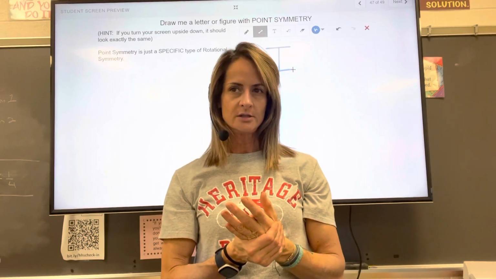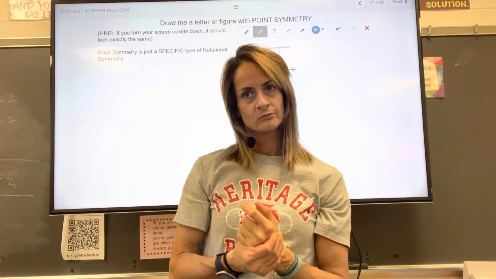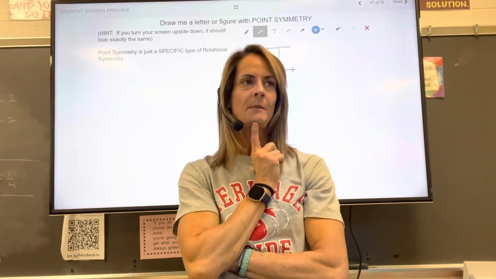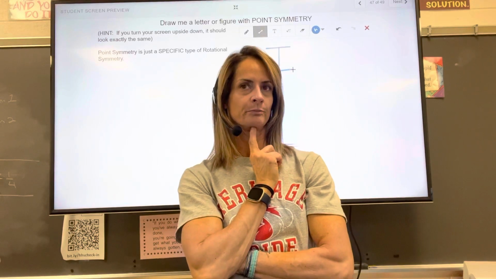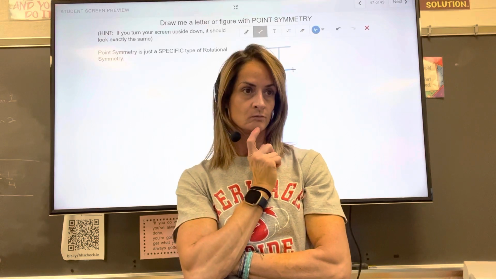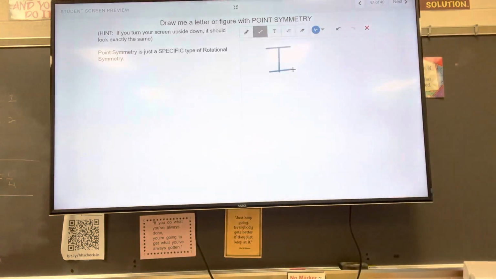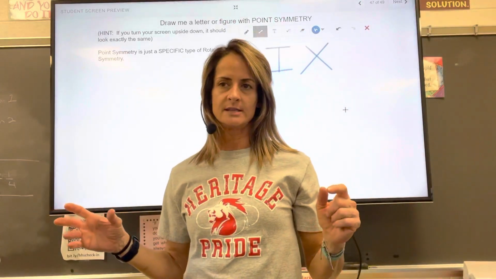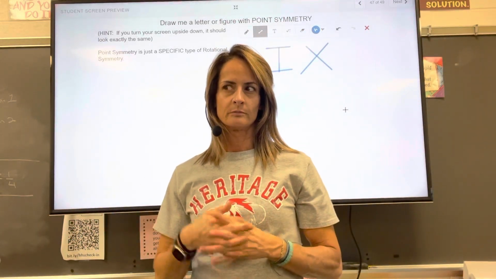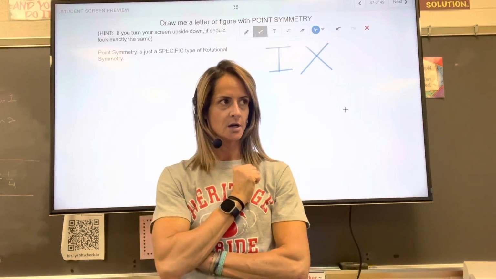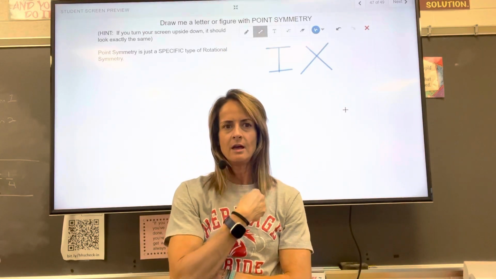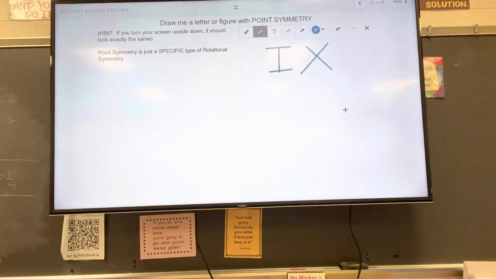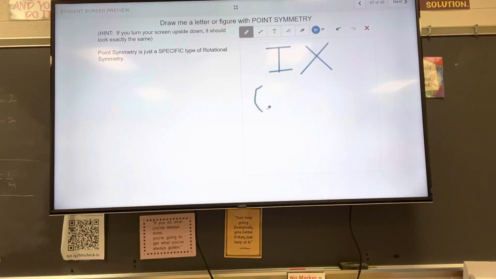What are some other letters that have point symmetry? If you flip them upside down, they look exactly the same. X is a good one. What about B? If I flipped B upside down, would it look the same? No, it wouldn't. So B isn't going to work. What about O? O is a good one. H. Let me draw H. What about S?